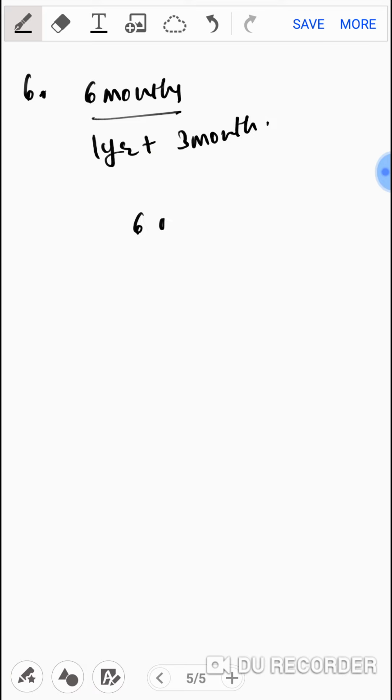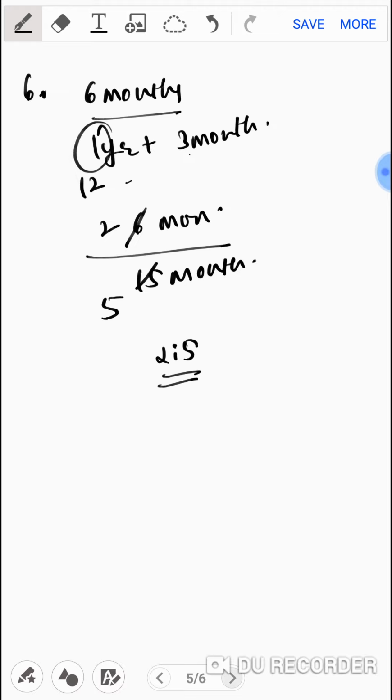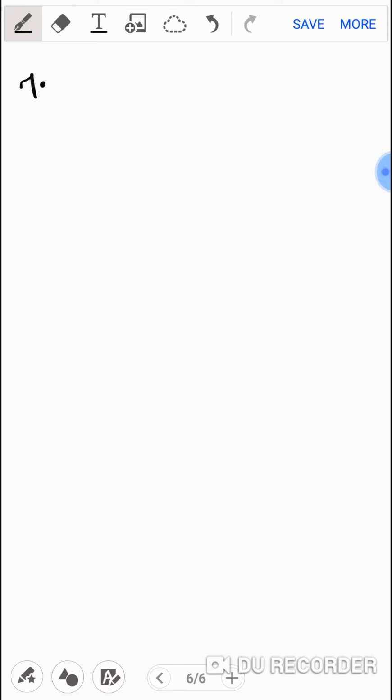Problem number 6, you have to make a ratio of 6 months to 1 year plus 3 months. So that will be 6 months, and here you will convert 1 year to 12 months, 12 plus 3 will be 15 months. If you want to reduce, you can reduce by the table of 3 and you will get something like this.